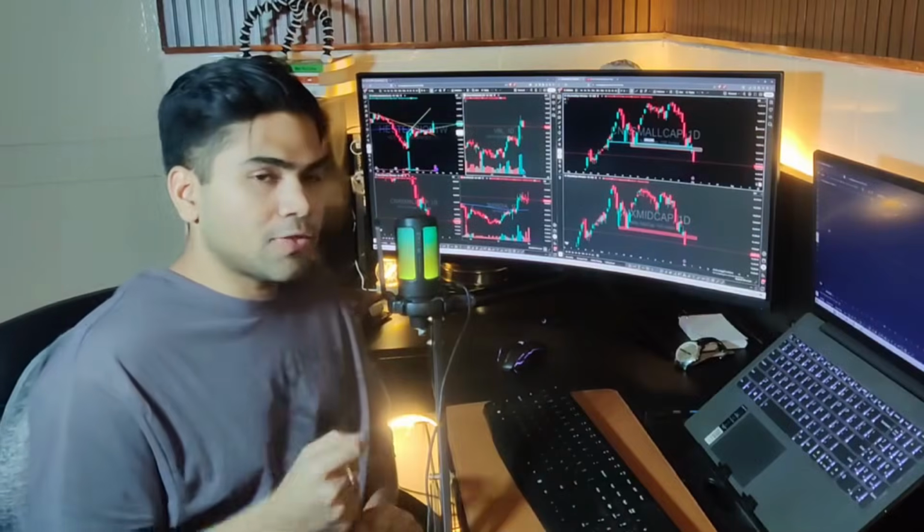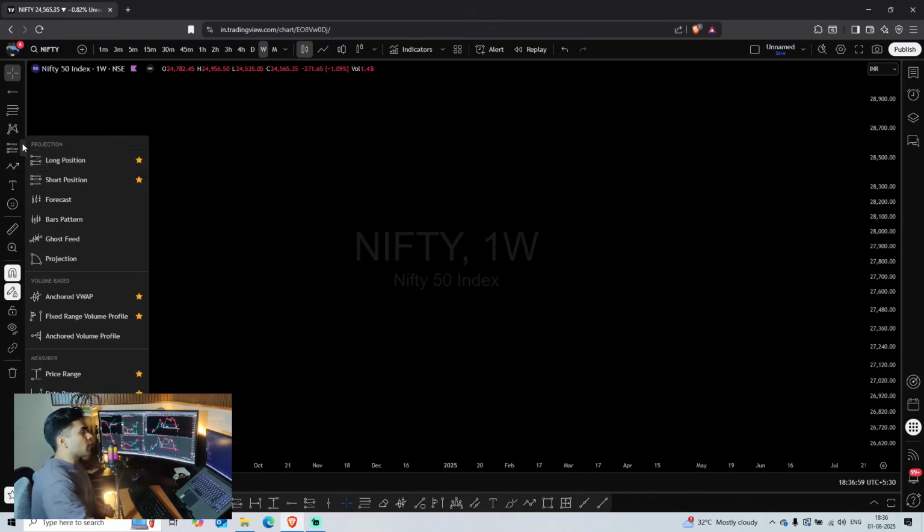Now we will focus on the risk reward ratio. Right here you can see the place where you need to click on a long position or a short position. That's the projection area. I will make a whole detailed video on the TradingView platform, how to use it in a better manner. Just go with the flow right now.